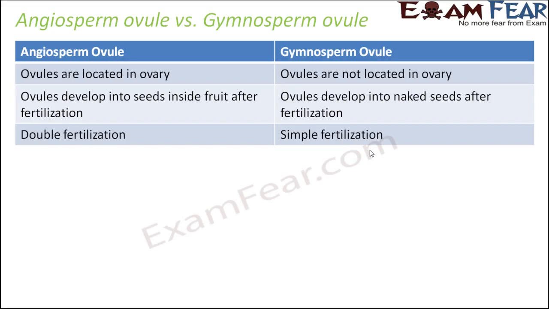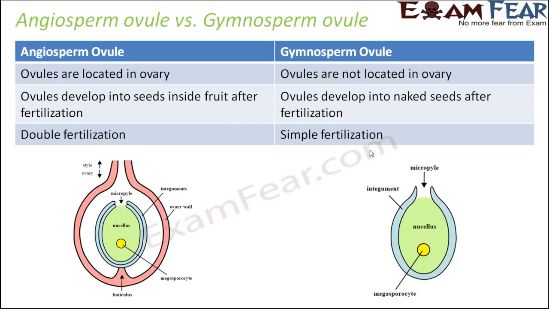In angiosperms, the ovules are located in the ovary, but in gymnosperms there is no ovary. You don't have an ovary at all. The ovules are free. They are not covered by anything. You can look at the diagram here. This is the angiosperm ovule, where this internal thing is the ovule, and outside that you have the ovary. But here there is no ovary at all.